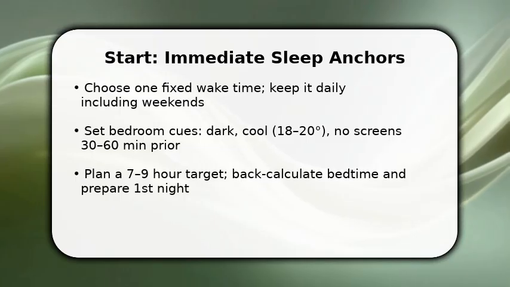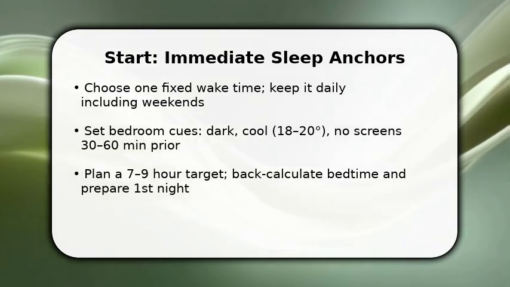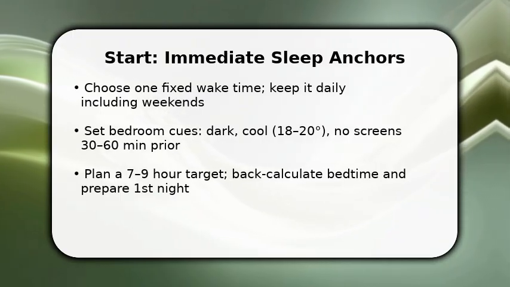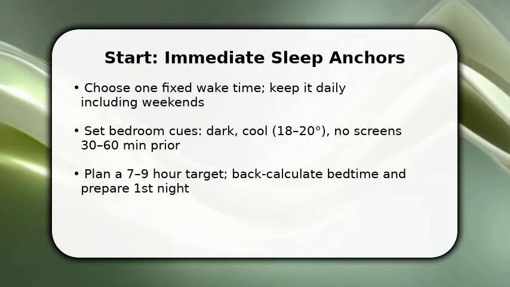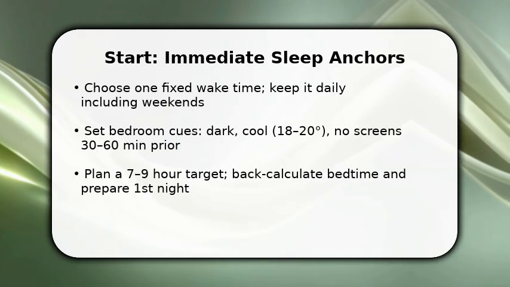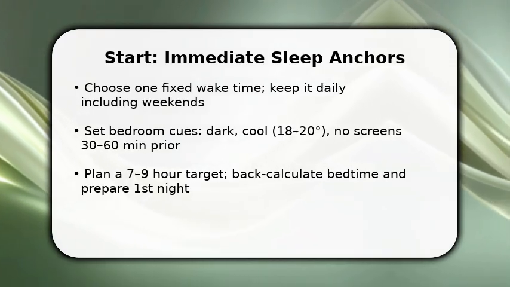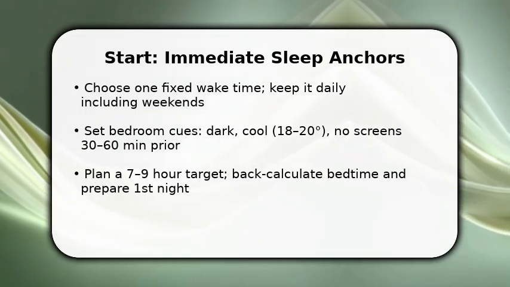You begin by locking in a single wake time and treating it as non-negotiable. This creates a circadian anchor. Next, remove light and screen cues before bed because light shifts melatonin timing. Now pick your sleep duration target, usually 7 to 9 hours, and calculate the bedtime. Start tonight. Dim lights, cool the room, and avoid naps longer than 20 minutes.